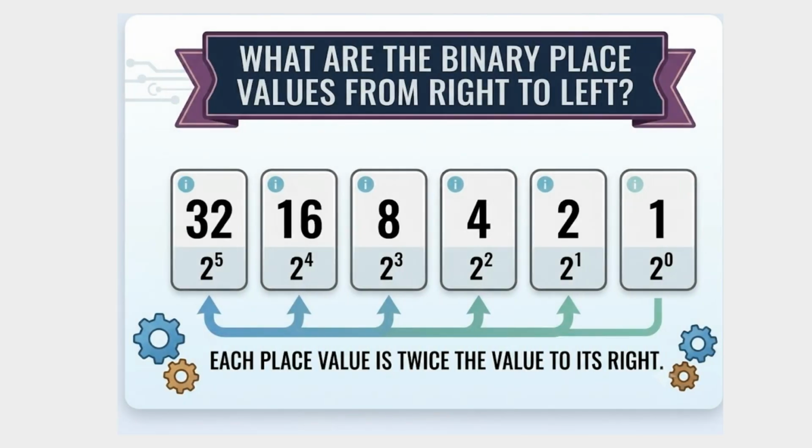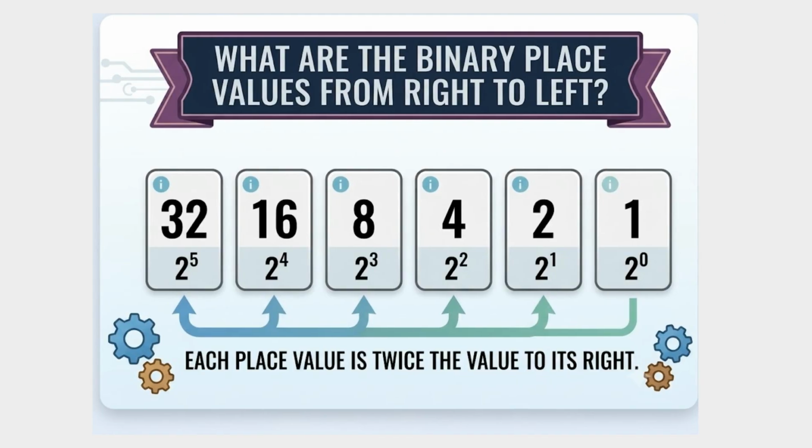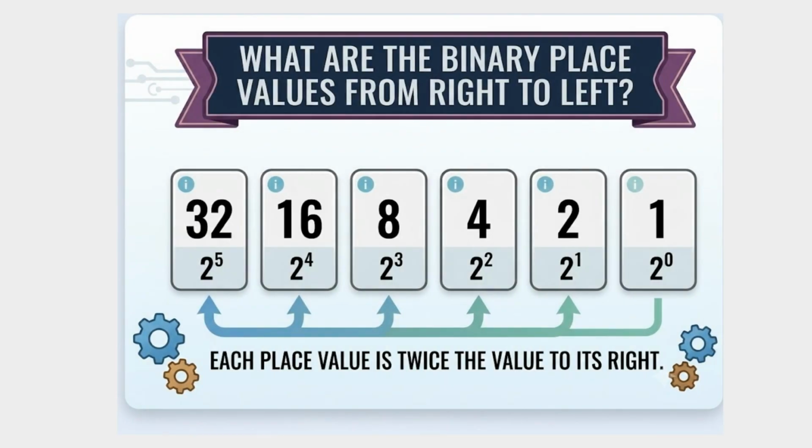Now that we know how to count in binary, let's learn about binary place values. Just like the decimal number system uses place values based on the powers of 10, the binary number system uses place values based on the powers of 2. We always read binary place values from right to left. The rightmost position has a value of 1, which is 2 to the power of 0. The next position has a value of 2, or 2 to the power of 1. Then comes 4, which is 2 squared. Next is 8, or 2 to the power of 3. After that comes 16, followed by 32.